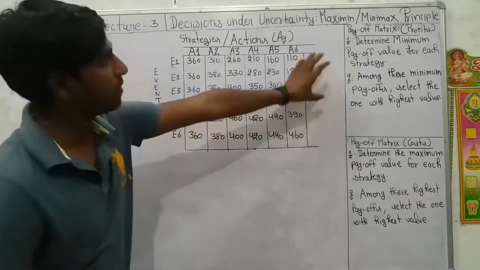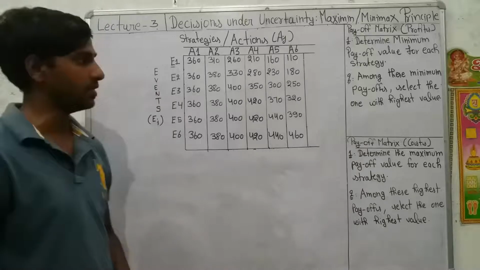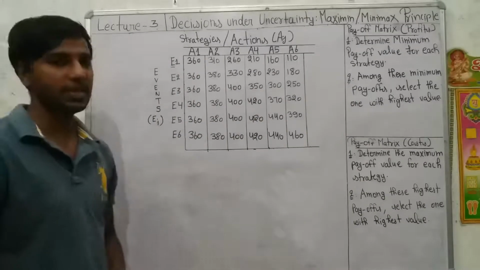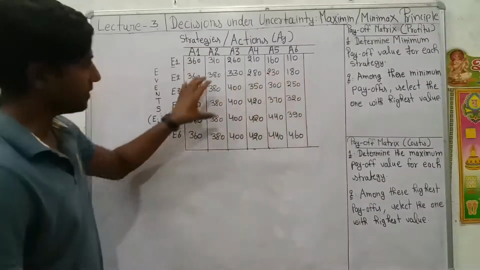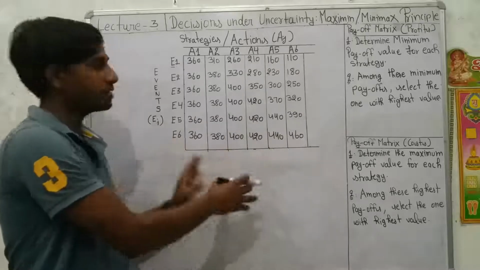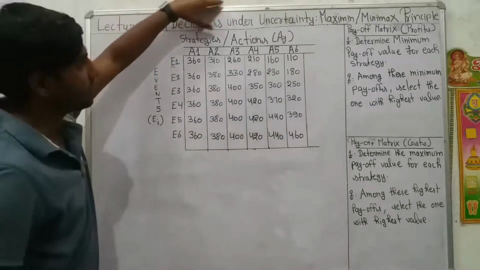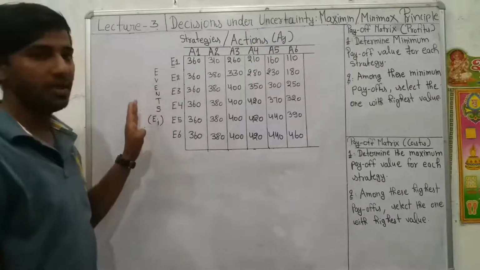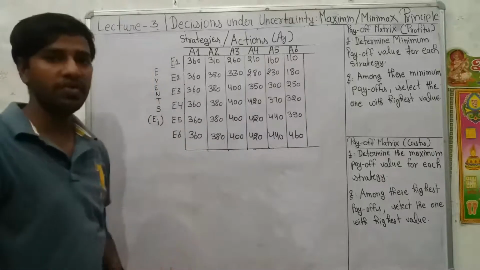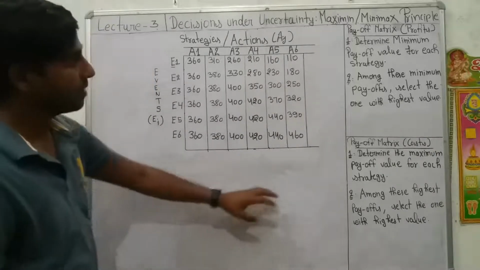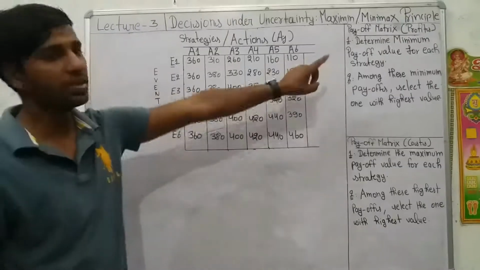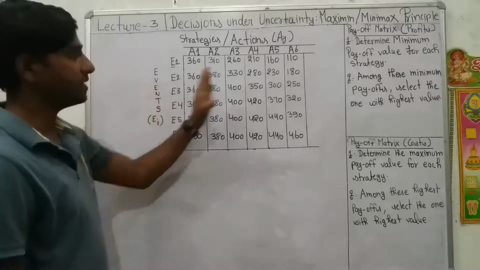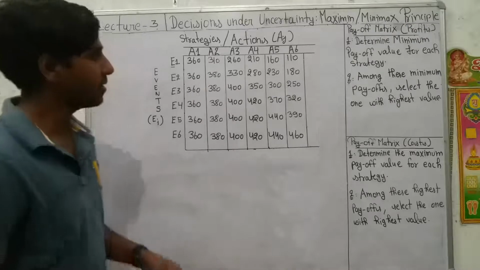So what would be the procedure of applying Maximin principle or Minimax principle? In step 1, determine the minimum payoff value for each strategy. And remember that this illustration is showing the profits of different combinations. There are 6 possible actions the company can take from A1 to A6. And there are 6 possible events, future events, of which we don't know the probabilities. The payoffs are showing the profits of different combinations. In total there are 36 combinations because there are 6 events and 6 actions.